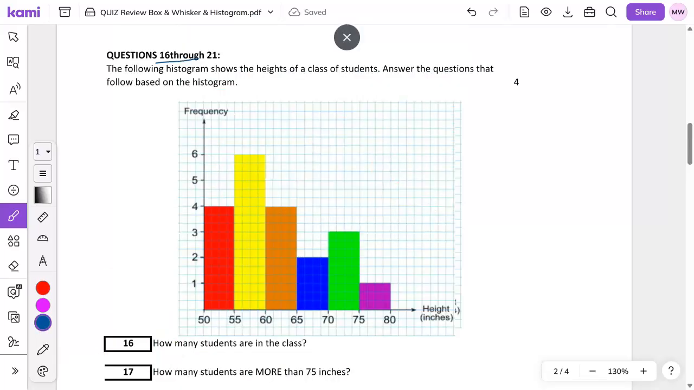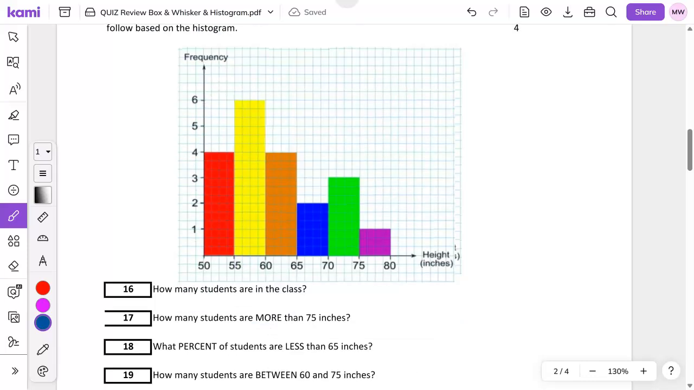Okay, questions 16 through 20, we have a histogram, and we have the heights of the class of students. Make sure to translate if you need to. The first kind of question you get about it is how many students are in the class? The first thing you remember about histograms is we get the students from different height ranges here, 50 to 55, but how many are there? Frequency is how many, and height is how tall.